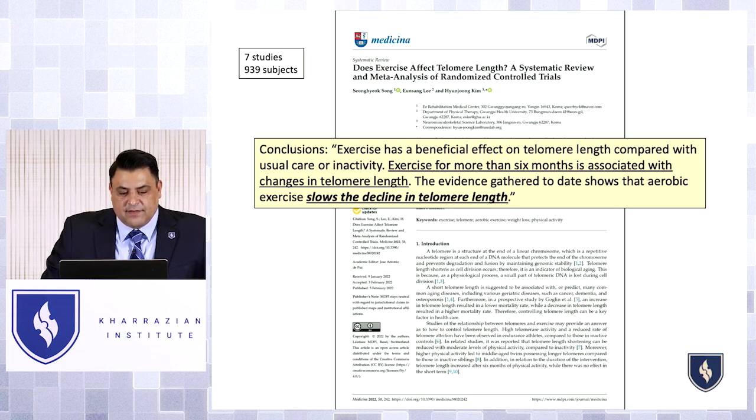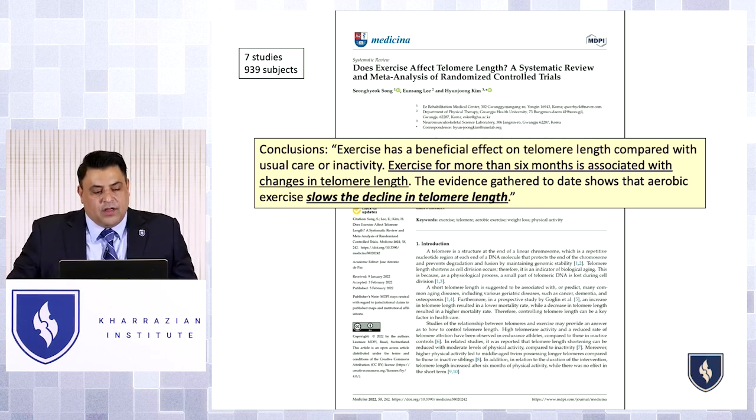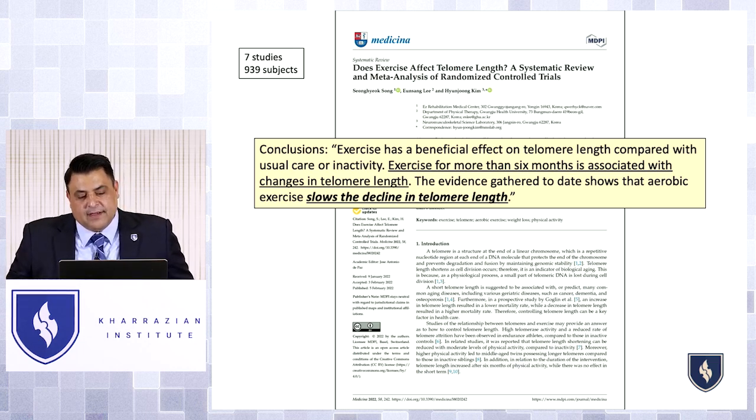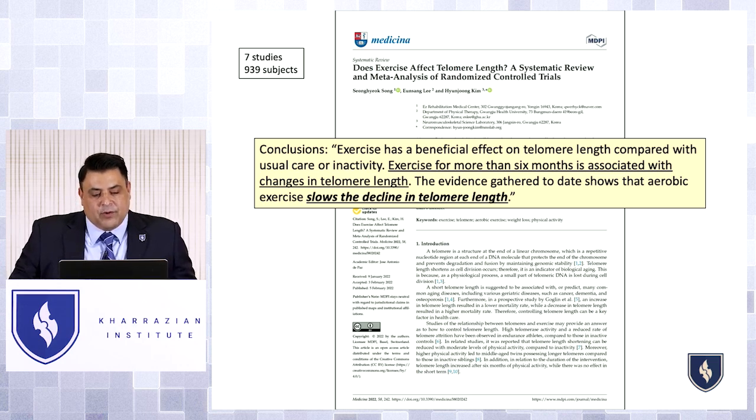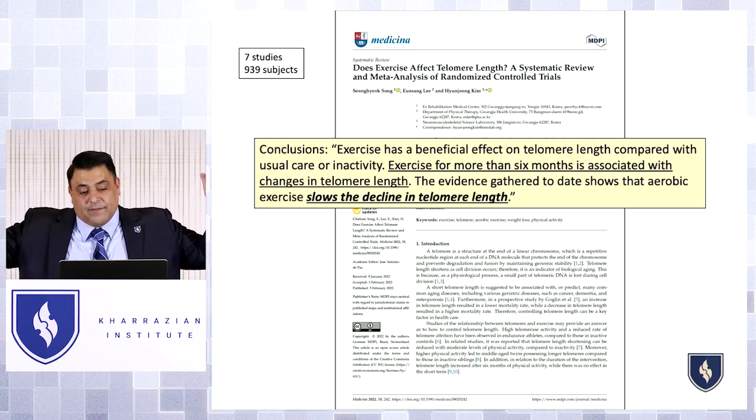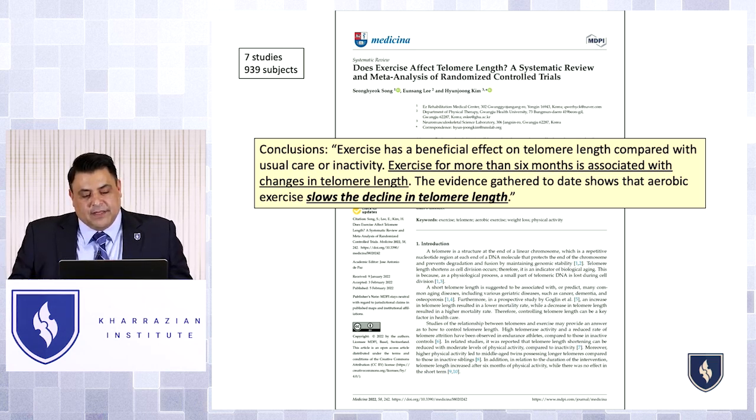This was a study that was published: does exercise affect telomere length? A systematic review and meta-analysis of randomized clinical trials, 7 studies, 939 subjects. Exercise has beneficial effects on telomere length compared with usual care or inactivity. Exercise for more than 6 months is associated with changes in telomere length. The evidence gathered to date shows that aerobic exercise slows the decline in telomere length. And this is, again, another example where people read into this the wrong way. They're showing that people who are exercising more than 6 months, compared to people that aren't, have changes in length in general when they look at that 6-month window of data. But when you look at the evidence, it's just slowing down the decline in telomere length. It's not making telomeres grow again. So that's important to understand.